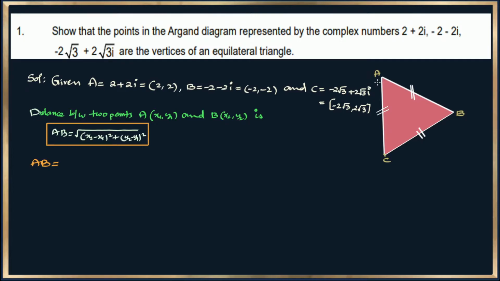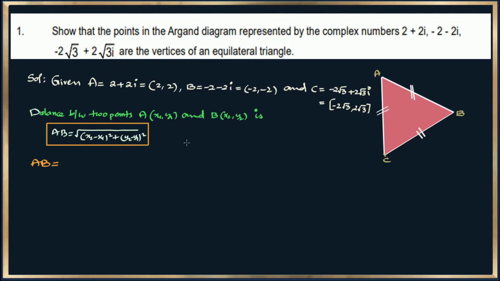So what is the distance formula? The distance between 2 points A (x1, y1) and B (x2, y2) is AB equals under root of (x2 minus x1) whole square plus (y2 minus y1) whole square. Using this formula, first we have to find the distance between A and B, then B and C, then C and A. If AB equals BC equals CA, then the 3 vertices form an equilateral triangle. So first find out AB.